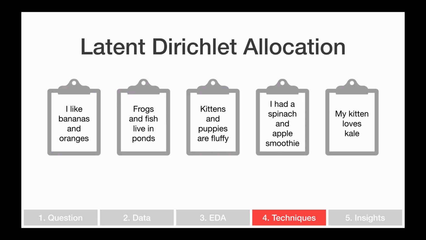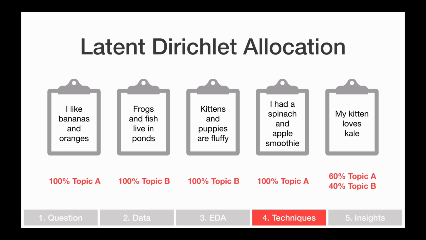Okay, so how does Latent Dirichlet Allocation work? Well, let's say I had these 5 documents right here. If you take a look at them for a second, you'll see some of them are about fruit, some of them are about pets, and so on. So if I were to take this corpus, this collection of documents, and apply LDA on it, I would get this as an output. I would see that the first document is 100% about topic A, the next 2 are about topic B, and the final one is a mix of A and B.